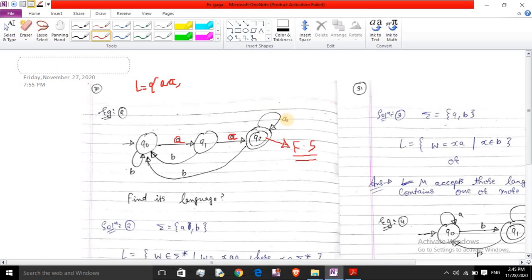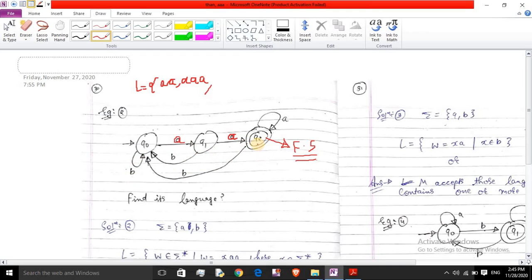Then we can get any number of A's. We will remain in the same state. This same state is a final state. So any number of A's greater than two A's, we will remain in the same state. This word is also accepted. Now look at this part. If we get a B, then we will move here.